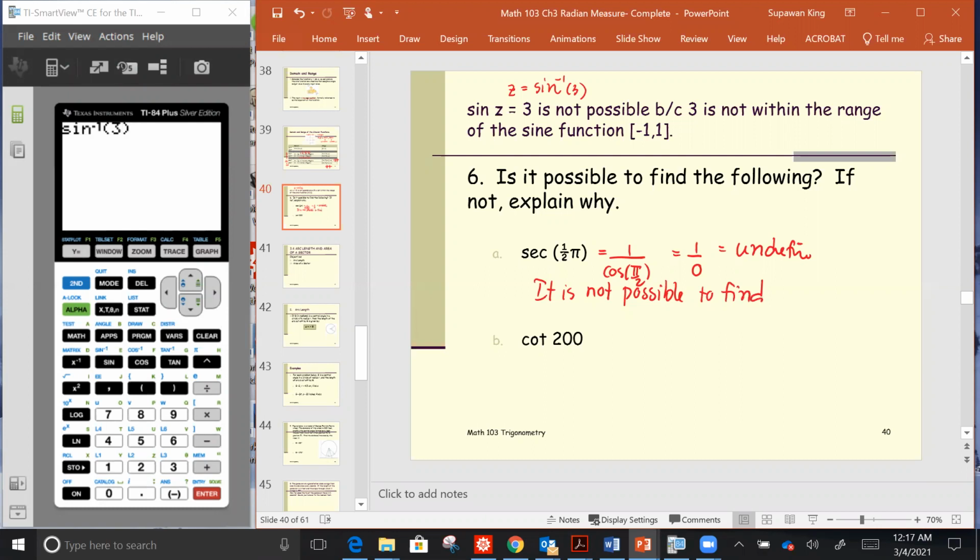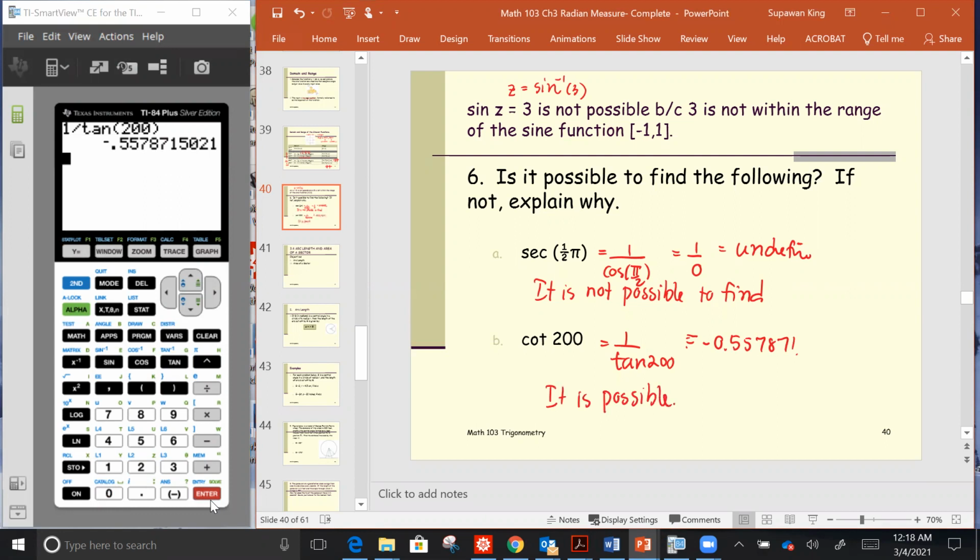Part B, the cotangent of 200. Let's see if we can find it by checking with the calculator. So the cotangent is 1 over the tangent of 200. Let's clear this one, and then 1 divided by tangent of 200 equals, we can find the value, -0.557871. So that means it is possible.